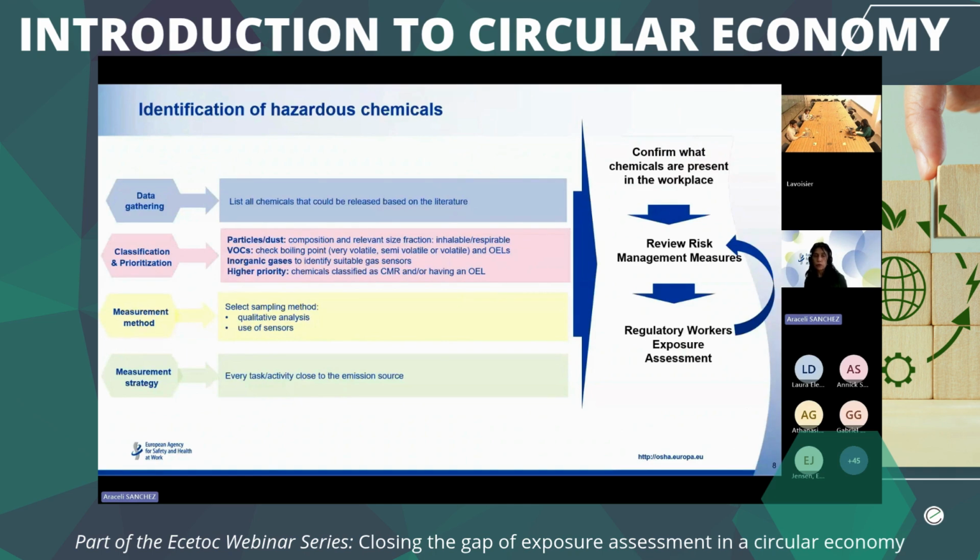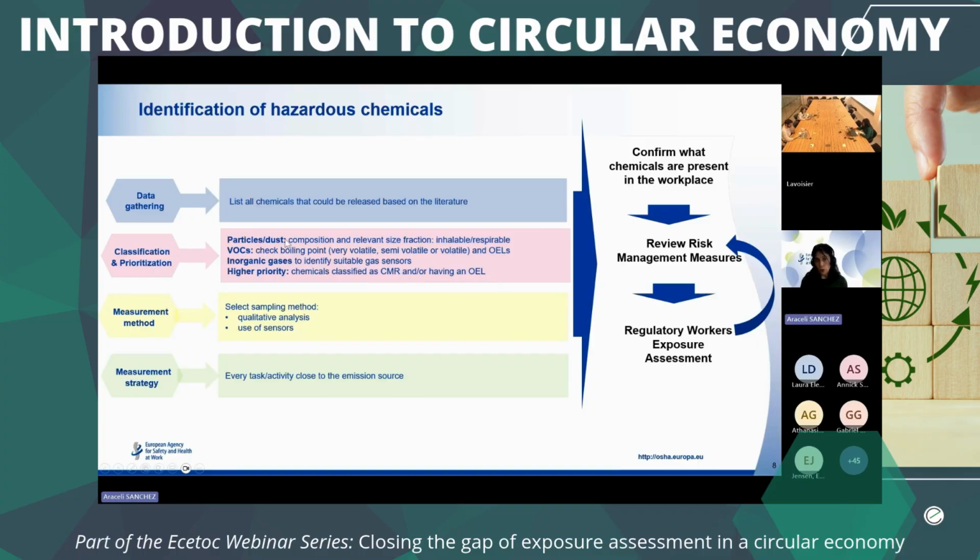So how can we start if we don't know what the chemical substances are that workers are exposed to? Well, by checking the literature and seeing what you can find there, depending on the waste stream. Once you have a list of the possible substances, the next step is to classify them, taking into consideration the measurement method that you have to use to measure them, and also to prioritize them. Prioritization should be given to all of those classified as carcinogenic, mutagenic, or reprotoxic, or those having an occupational exposure limit.